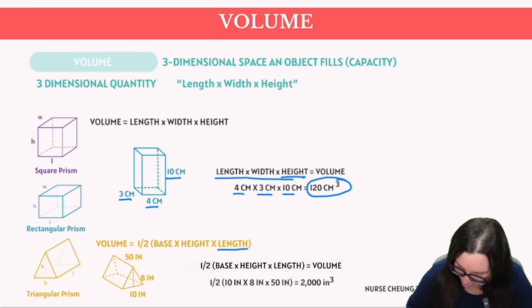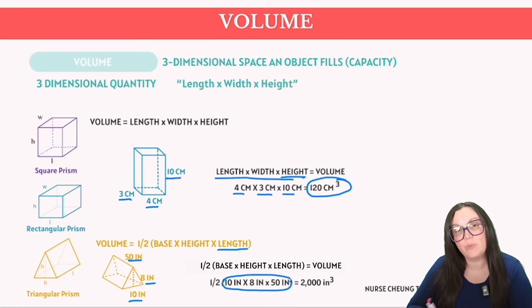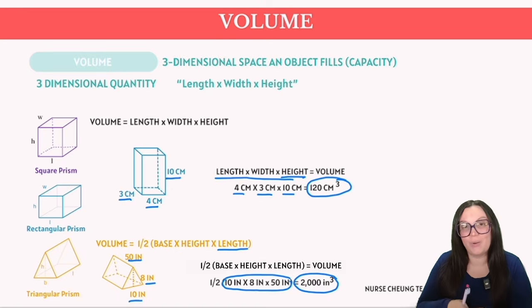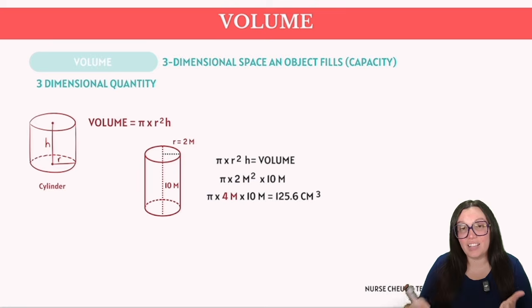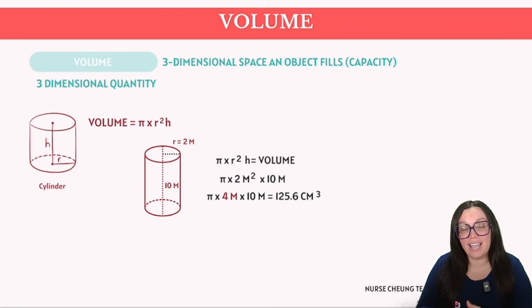So in this case, we have our base, that is 10, and our height, that is 8, length, that is 50. So we are going to multiply 10 by 8 by 50, and we're going to divide that by 2, just like we would do with area. But this time, our volume, using our new equation, is equal to 2,000 inches cubed. Another easy three-dimensional shape to remember the formula for is going to be our cylinder. So again, the base of our cylinder is just a circle.